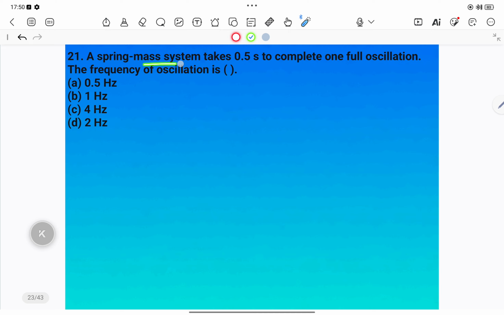A spring mass system takes 0.5 seconds to complete one oscillation. The frequency of oscillation is. Here the time period is given as 0.5 second, and we know that frequency is equal to 1 by time period. We will put the value of time that is given as 0.5. So when we solve this it will become 2 hertz. So option D is correct.